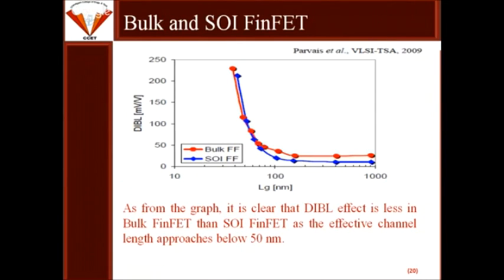But suppose we talk about the power dissipation of one transistor, and if we can decrease the power dissipation of one transistor, imagine what drastic change there will be in the power dissipation of a whole chip where millions of transistors are there. So if we can reduce it slightly, that will be effective. So DIBL effect is less in bulk FinFET than SOI FinFET as the effective channel length approaches below 50 nanometers.